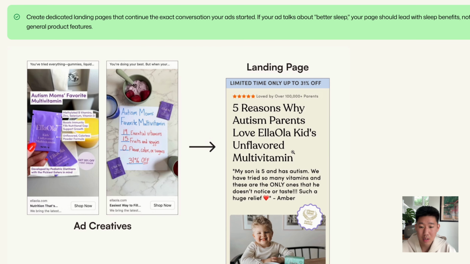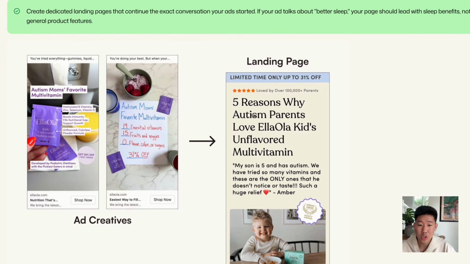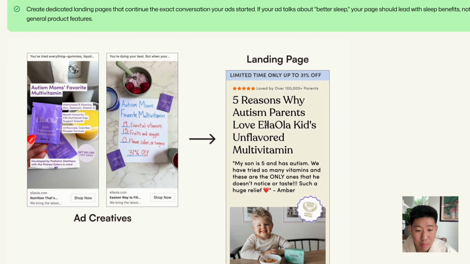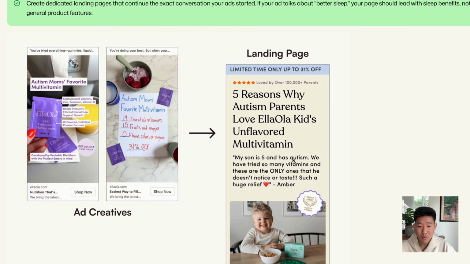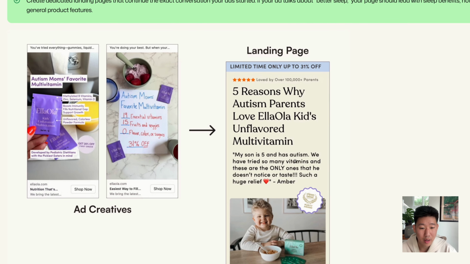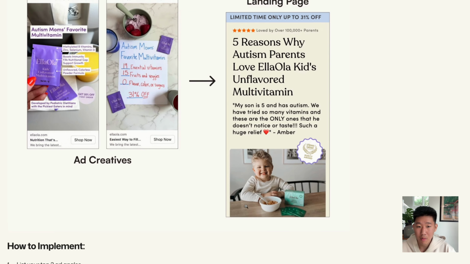And then the landing page that they go to, instead of a basic product page, it's 5 reasons why autism parents love Ella Ola kids unflavored multivitamin, right? And then we also have a quick little review of like, we tried so many vitamins, but these are the only ones he doesn't notice or taste. Such a huge relief. This is what parents that are struggling to get their kids to take certain vitamins or the nutrients that they need in an easy way that doesn't make their life hard or miserable.